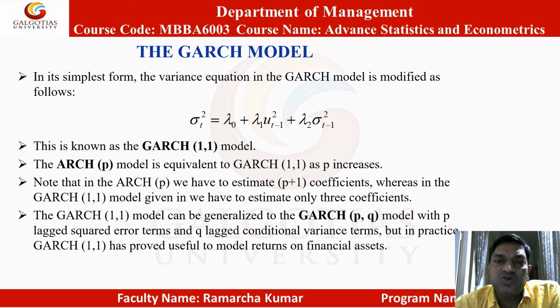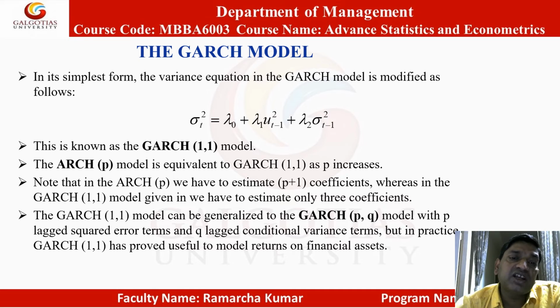Had it been u square t minus 2 and sigma square t minus 2 terms also, then it would become a GARCH(2,2) model. So the ARCH(p) model is equivalent to GARCH(1,1) as p increases. Note that in the ARCH(p) we have to estimate p plus 1 coefficients, whereas in the GARCH(1,1) model given here we have to estimate only 3 coefficients, that are lambda naught, lambda 1 and lambda 2.